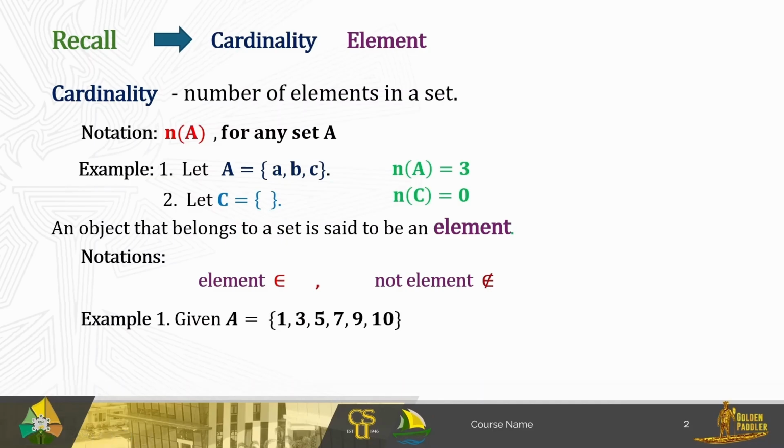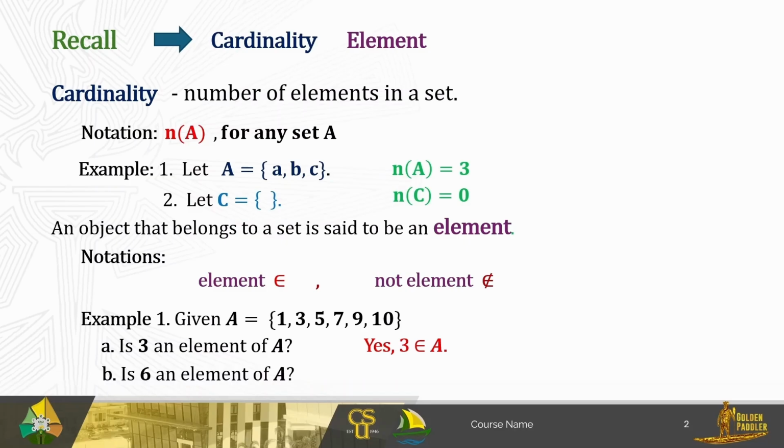Say, for example, we have a set A containing 1, 3, 5, 7, 9, and 10. Is 3 an element of A? Yes, 3 is an element of A. Or in other books, we say 3 is in A. Is 6 an element of A? No, 6 is not an element of A.